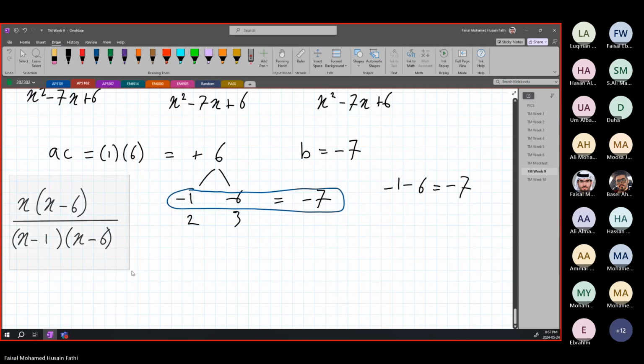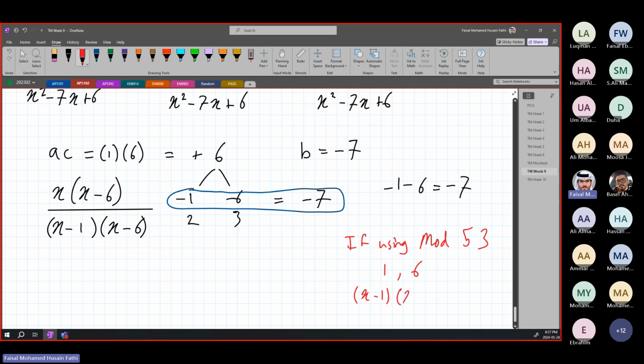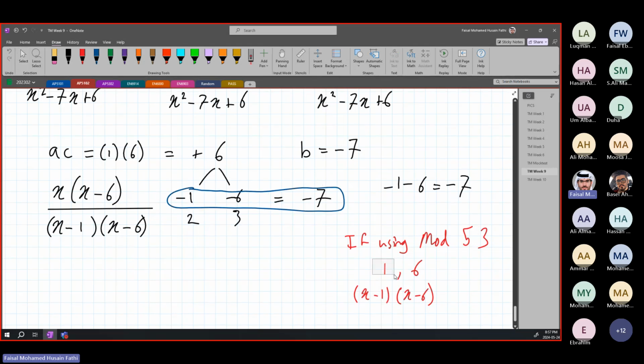If you are using mode 5.3, the answer is going to give you 1 and 6. But you have to understand that you're going to do x minus 1 and x minus 6. This is the solution, and we're not looking for the solution. We want to find the actual factors. If you're using mode 5.3, the solution will be 1 and 6, but you have to do the minus. So it's going to be x minus 1 and x minus 6, because we're doing the factorization, not finding the solution.